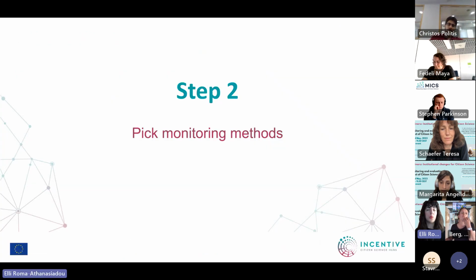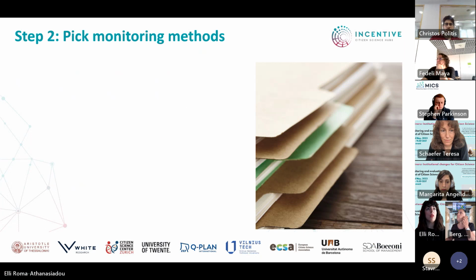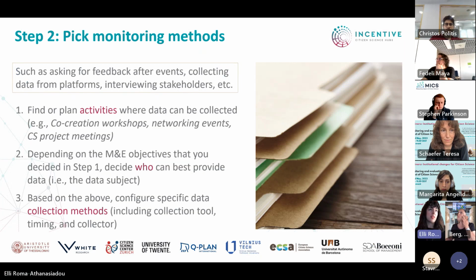So now that we have established our key objectives, the second step would be to pick some monitoring methods, such as, for example, asking for feedback after events, collecting data from platforms, or interviewing our stakeholders. Some tips about picking monitoring methods is to find or plan activities where you can actually collect data.